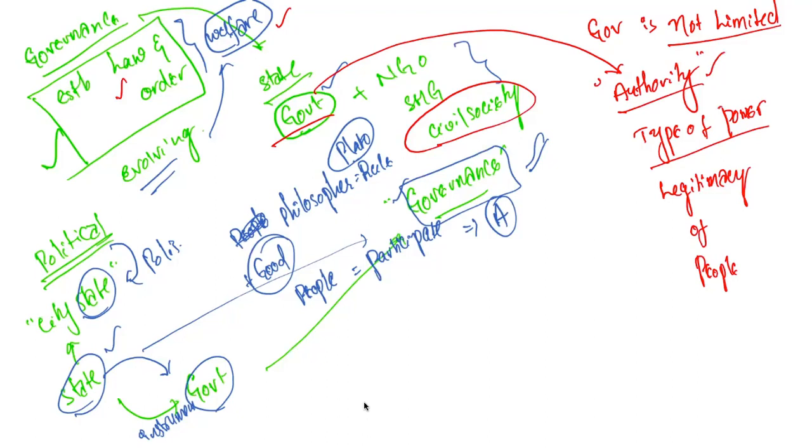Authority is one type of power. When I say one type of power, authority is giving legitimacy. How has legitimacy come? Legitimacy has come through the consent of the people, right? Whereas civil society is a type of social work.